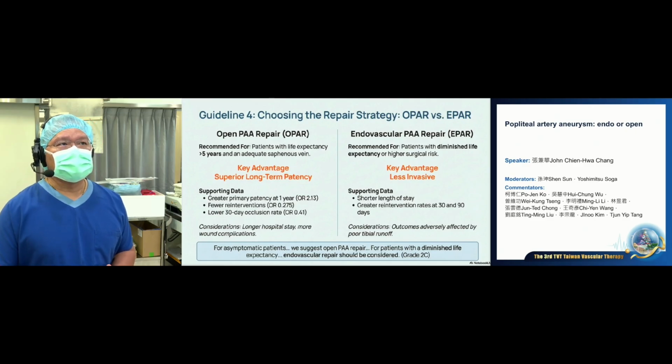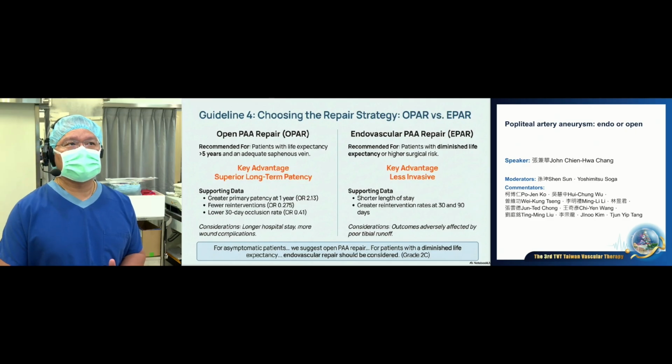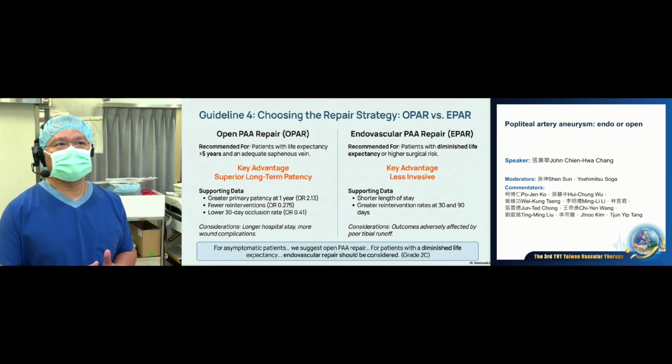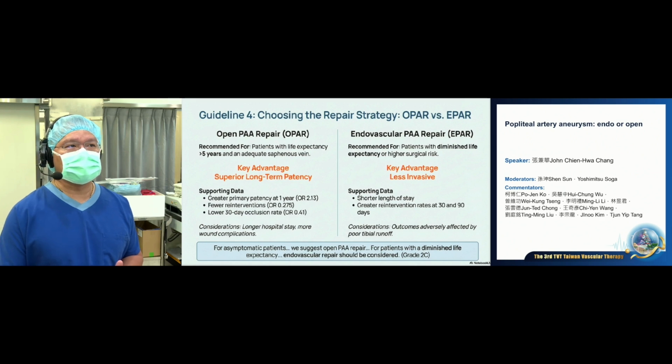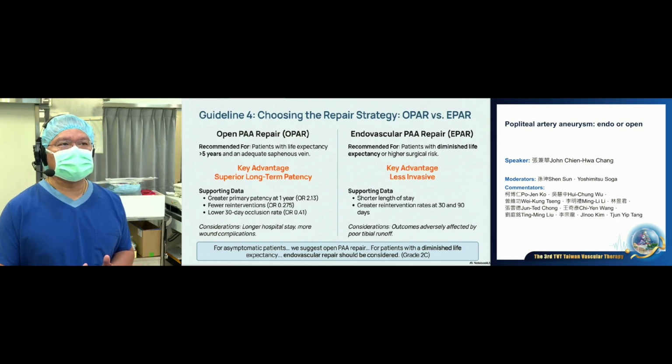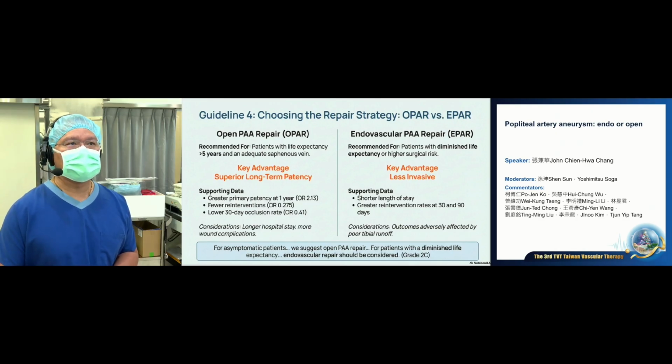If we decide to repair the aneurysm, what kind of procedure should we do? If we choose open repair, it has superior long-term patency, but more wound complications and a longer hospital stay. And endovascular's advantage is that it is less invasive, but there will be more reintervention, especially when the patient has poor tibial runoff.